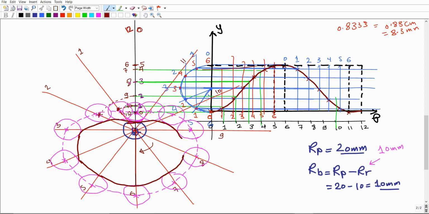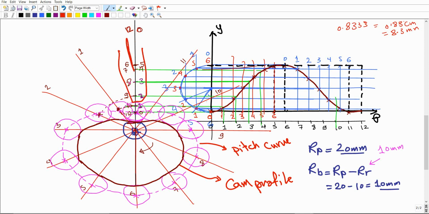And for these tangencies, you're just going to use freehand sketching. So this brown curve inside is going to be the cam profile as required. But this other curve is going to be the pitch curve. If required, you can connect these points together, and these are the different rollers, and the follower should be somewhere here moving up and down, right?